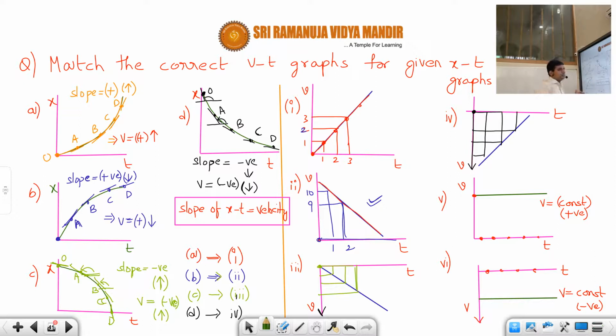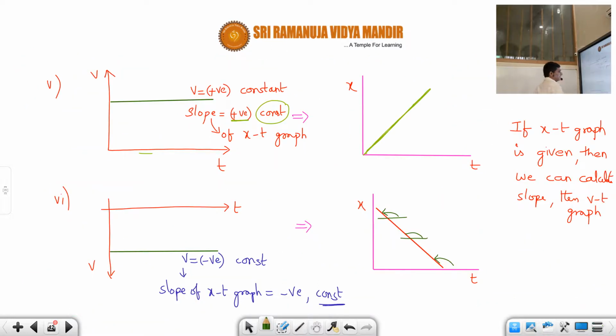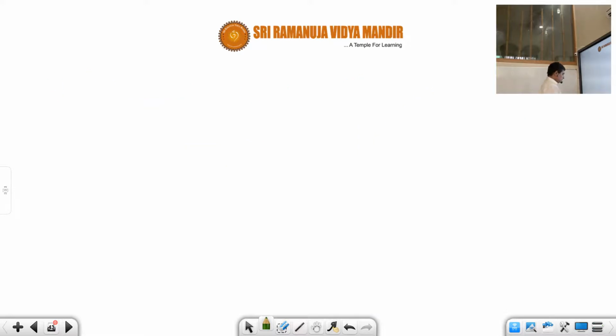Okay, students, so please pay attention and practice some more problems on this one. So I have covered everything regarding XT and VT. I hope, students, you are clear with this one. So next let us take one more problem on this one. I'll give one more XT graph and also VT graphs. You have to match. For the corresponding XT graph, what is the VT graph?